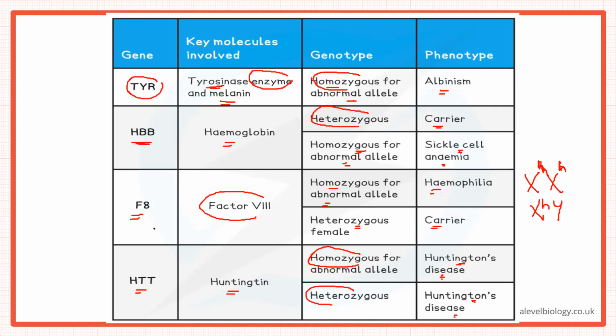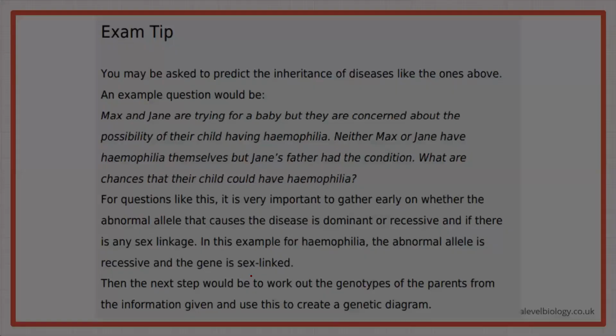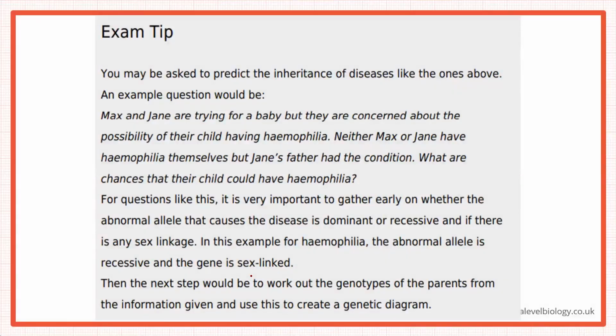You need to know the genes involved, the proteins they code for, and the genotypes, right? In your exams, you may be asked to predict the inheritance of a disease, like the ones we have just talked about: albinism, sickle cell anemia, hemophilia and Huntington's disease.